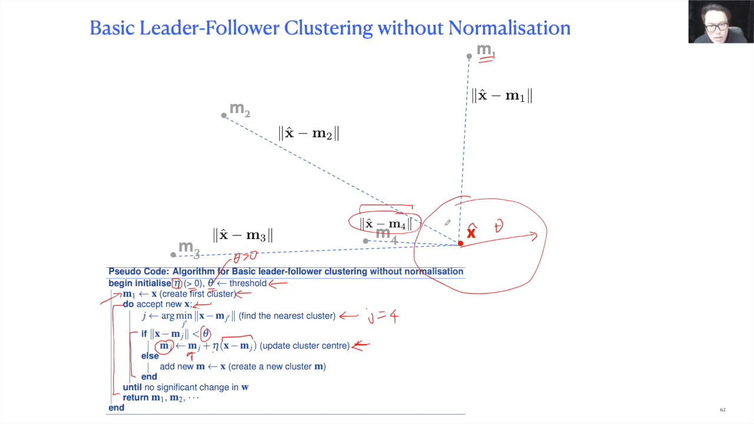If M4 is not within the circle, we are going to create a new cluster.